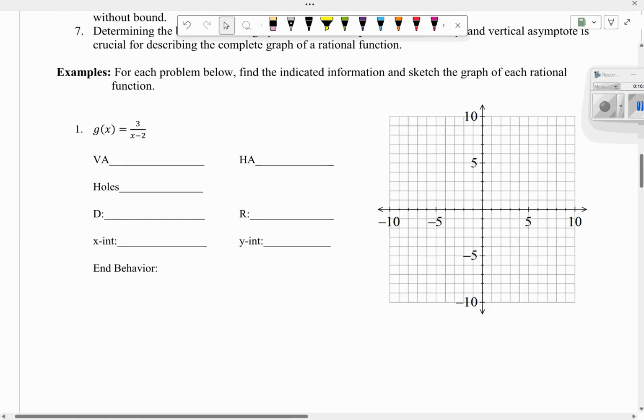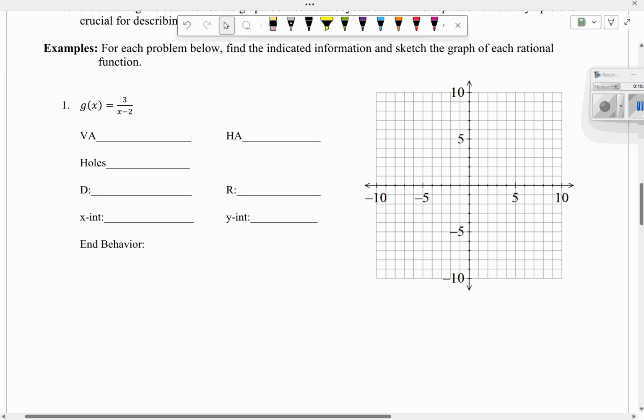So let's look at each problem and figure out how to graph this. When I'm doing these problems, I always like to first factor the problem if I can. This one doesn't factor anymore, so then I'm going to look at the zeros of the denominator. If we set this equal to 0, we get x equals 2.